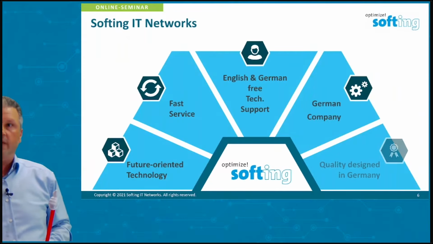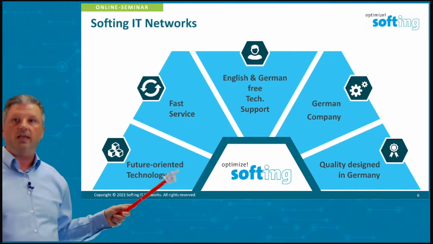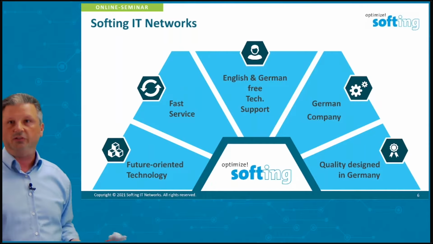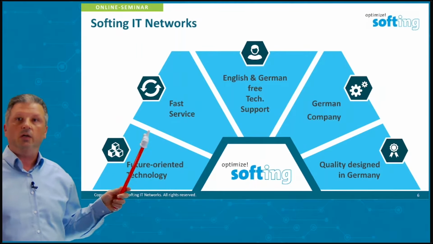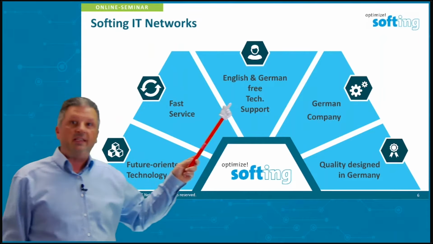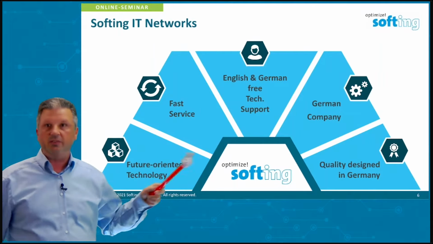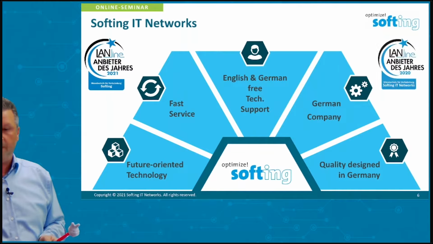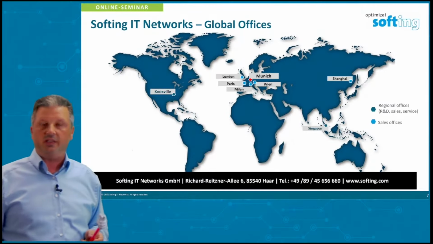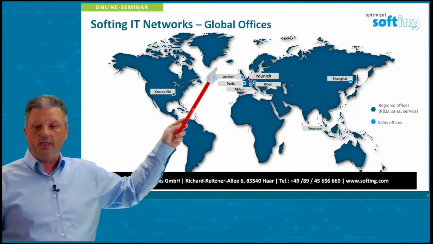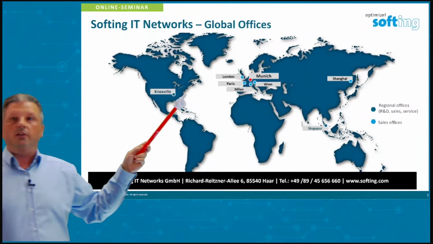IT Networks also has a lot of key points. Future-oriented technologies is one of the areas where we work: we have to see what is going on in the market and have new testers for it. Fast service is really important for customers when a tester is due for calibration or repair, so we have a fast turnaround and cycle time. For any specific question about testers or products, we have tech support in English and German. We are a German company, and the design and quality come directly from us. Global offices are important too: you have direct communication in Europe, with us here in Munich or with our sales locations, and also in Asia and the United States, where we have many colleagues for our business.